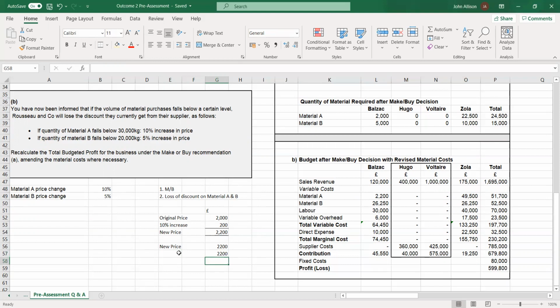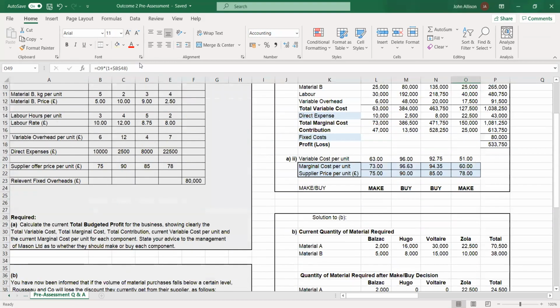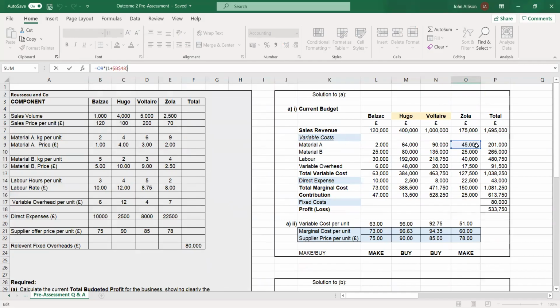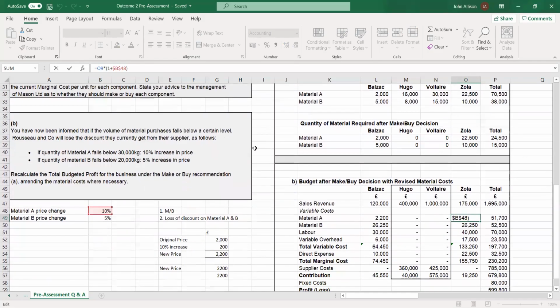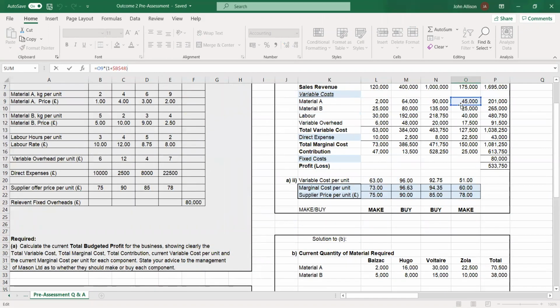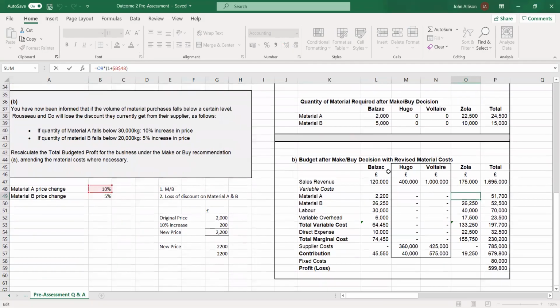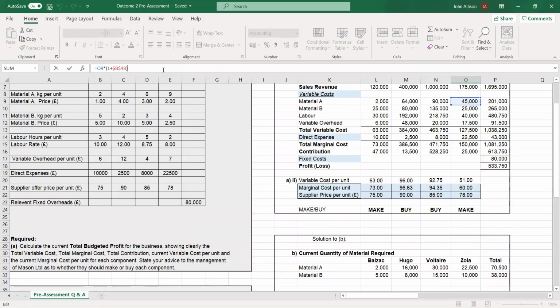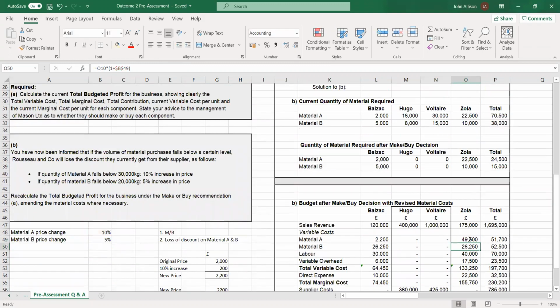So 1 for being the original amount plus the 10% of the 200 gives us 2,200. And it's the same idea with Zola. The material cost of A was originally 45,000, but now the price has increased by 10%. So to get that, we add on 10% to 45,000. Again, the easiest way to calculate that would just be 45,000 times 1 plus 10%, or 45,000 times 1.1, which in this case will be 49,500.